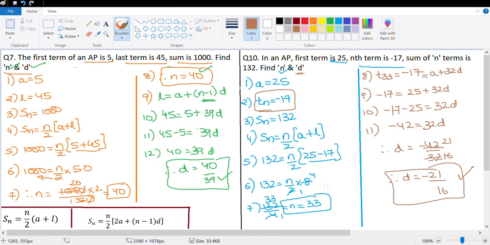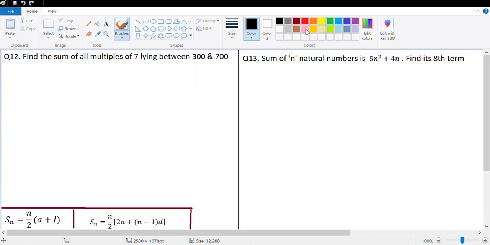So we have the value of D, we have the value of N. That's what they wanted us to calculate in this question. Good. This brings me to the next question. The next question that we have is question number 12. It says find the sum of all multiples of 7 lying between 300 and 700. So basically an AP, we need to figure out which is the first term, which is the last term.